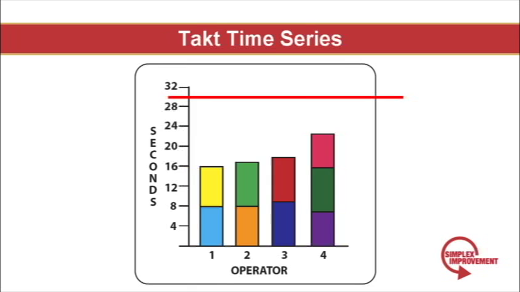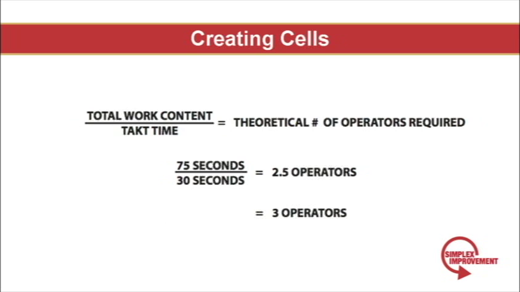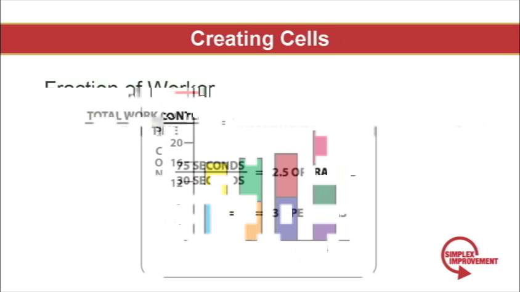So this is what our load chart looks like with 4 workers. And this is what it looks like with 3 workers. Obviously, there's a lot less idle time with 3 workers. When you use this equation, there's a high likelihood that the numbers aren't going to divide evenly. So what do you do with that extra fraction of a person? Here are some rules of thumb.